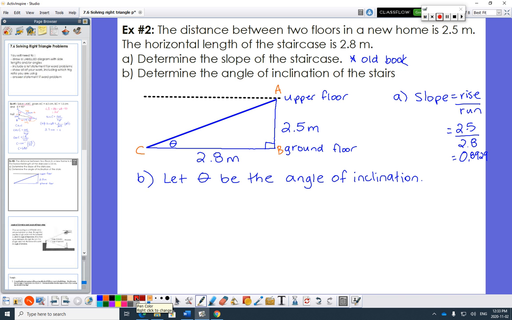I do recommend that you still label the opposite and that kind of thing, okay? So here, I called it theta, whatever you called it, x, angle C, whatever you want. So this side here is adjacent, and this side here is opposite.